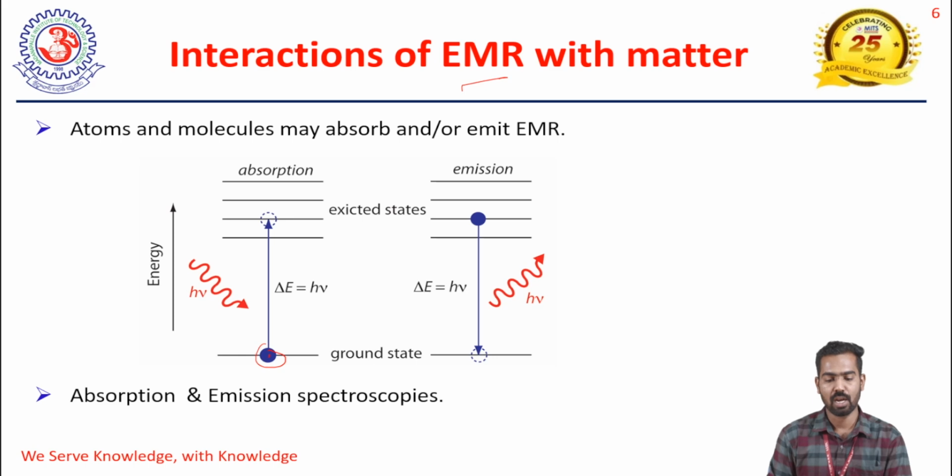And once the molecule is in the excited state, it will come back to the ground state. That process is called emission. So one is absorption of the energy and the other is emission of the energy. Based upon the interaction, we can call them absorption and emission spectroscopies. So this is also very important.